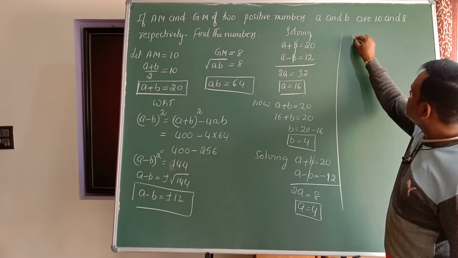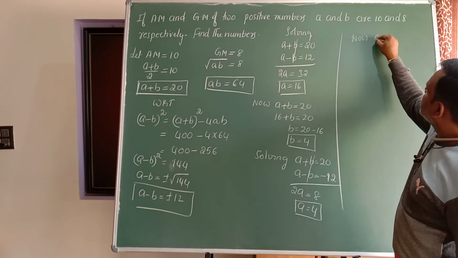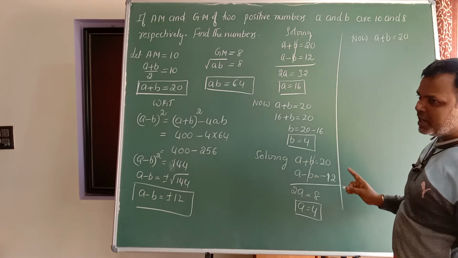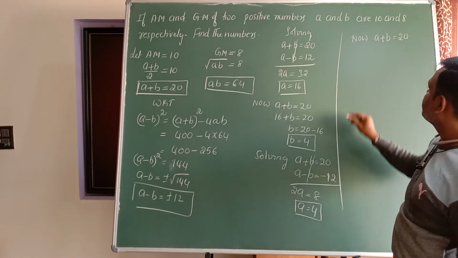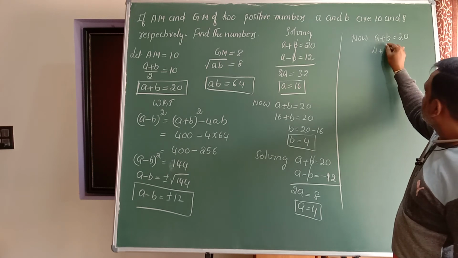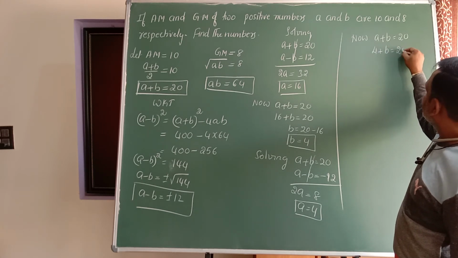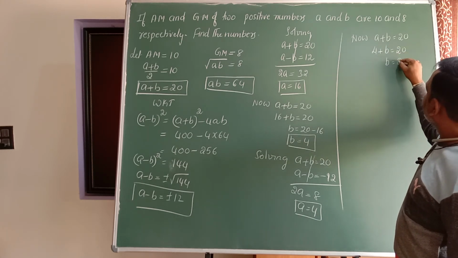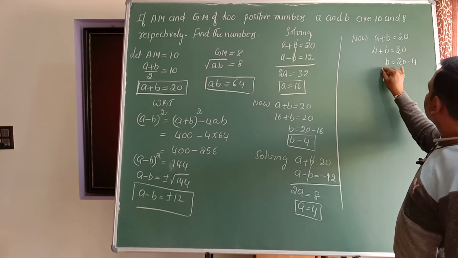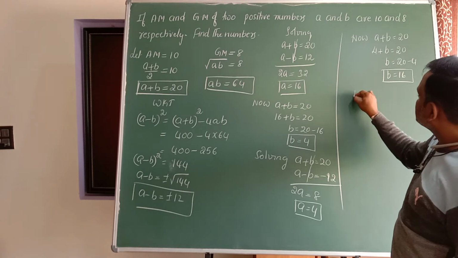So now consider any one of the equations. Let it be A plus B is equal to 20 or A minus B is equal to minus 12. You can pick any of the equations. Now what is the value of A? That is 4. So 4 plus B is equal to 20. So B is equal to 20 minus 4. Therefore B is equal to what? 16.